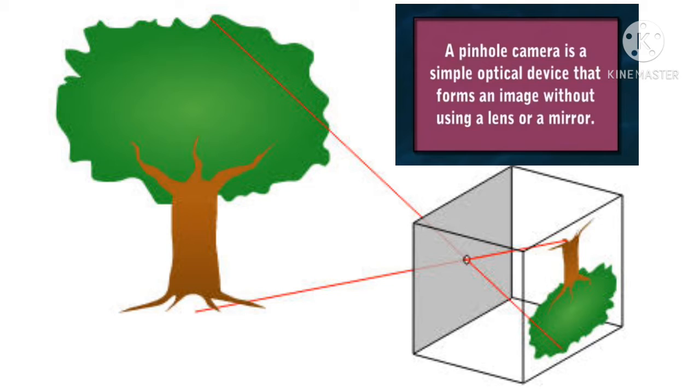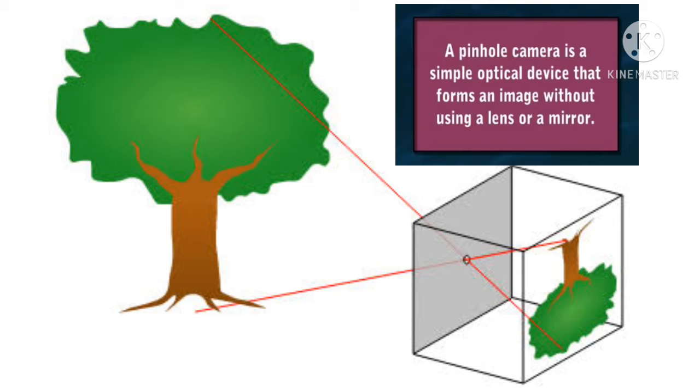The light rays AX and BY coming from the top and bottom of the tree cross over at the pinhole. Due to the crossing over of light rays at the pinhole, the top of the tree comes at the bottom in the image and the bottom of the tree comes at the top in the image. An inverted image is formed in a pinhole camera because the light rays coming from the top and bottom of the object cross over at the pinhole.